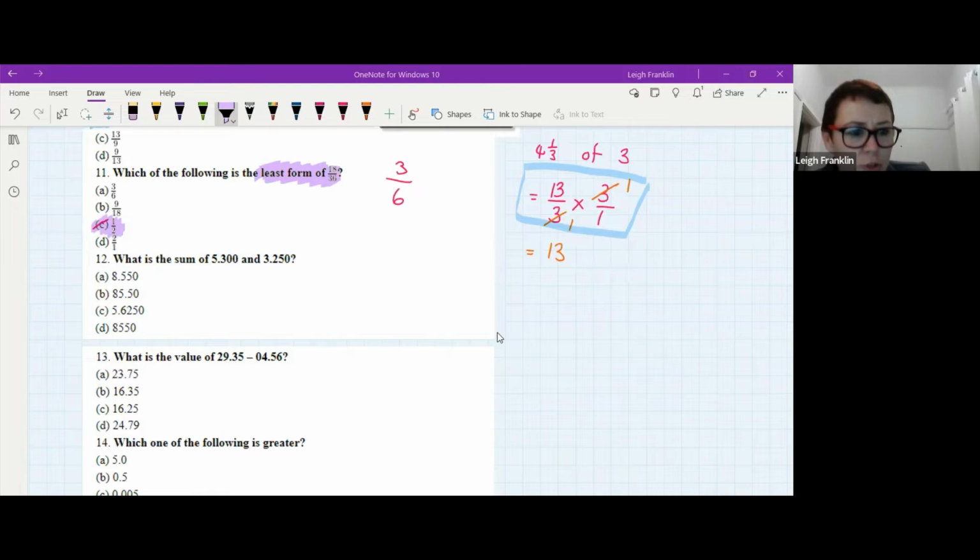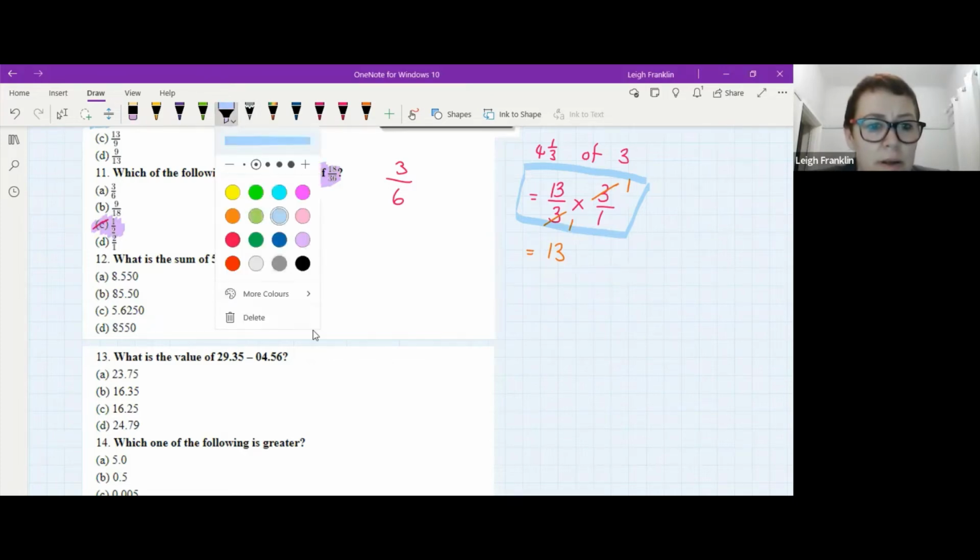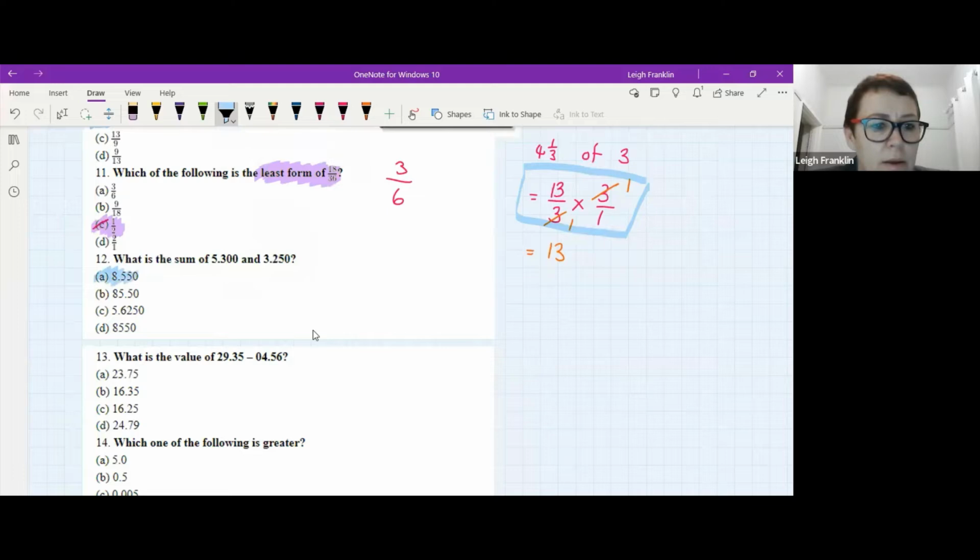Buhle. Okay, do number 12, please, Buhle. Ma'am, the answer for 12 is 8.550. It is. All right, so that would be question 12A. Good, Buhle, that's good. Well done, 100%.